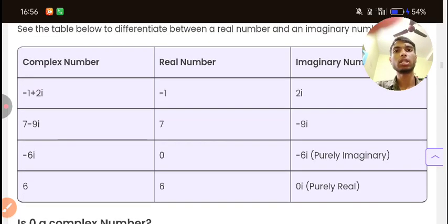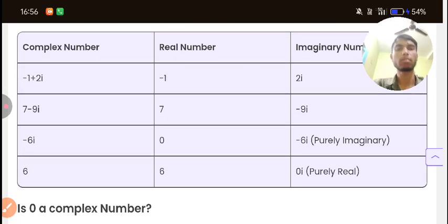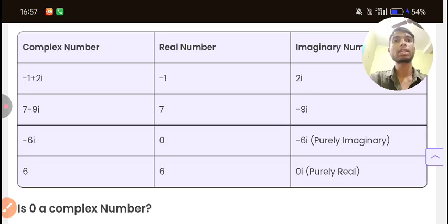So here remember, 6 is also a complex number. If you don't have an imaginary part in it, it doesn't matter. But 0 can be represented because 0i is an imaginary part and it becomes 0. So you can write 6 plus 0i. A complex number can have an imaginary part. It doesn't matter.